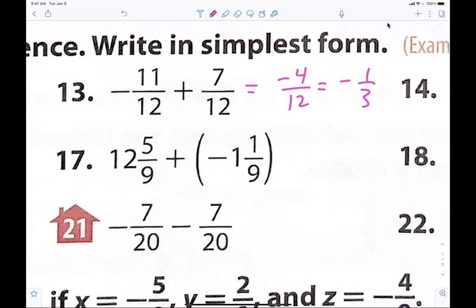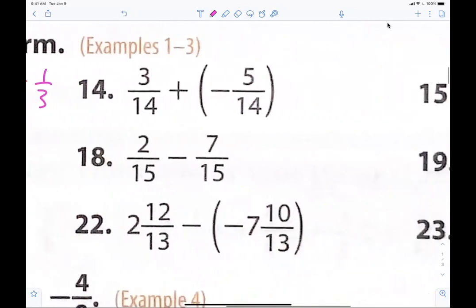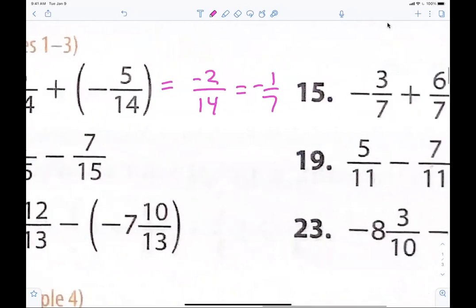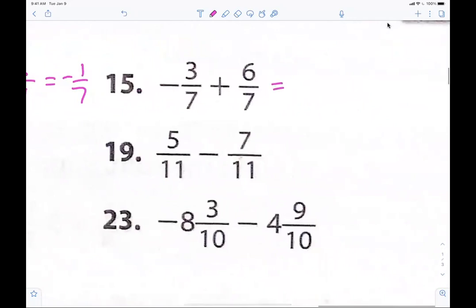Anybody have any questions with that? All right, here we go. So you would add -5 and you get -2 over 14, and you reduce it to -1/7. Man, we're good. Okay, here we go. All right, I'm good.